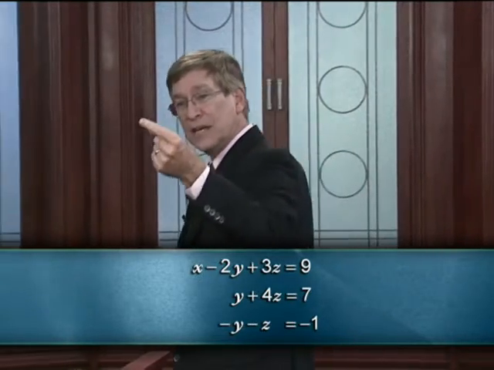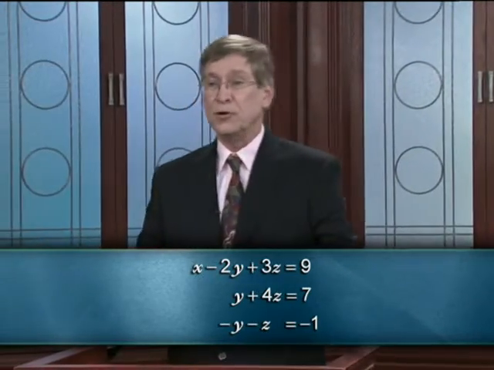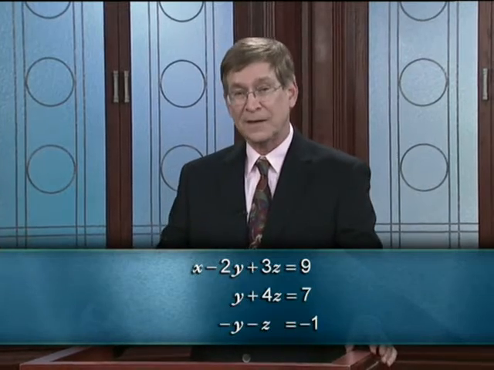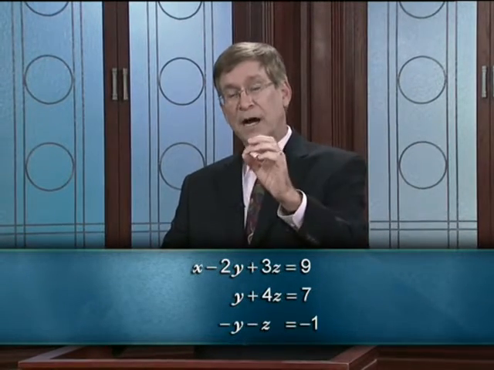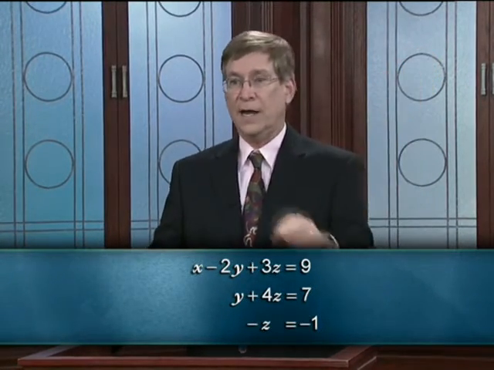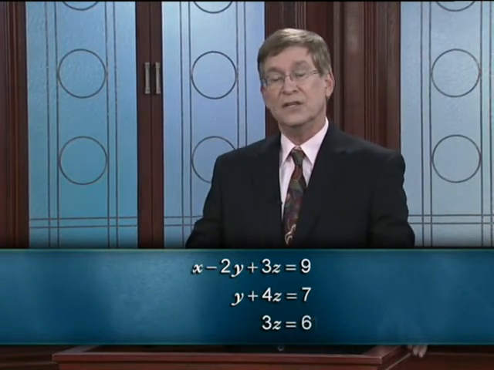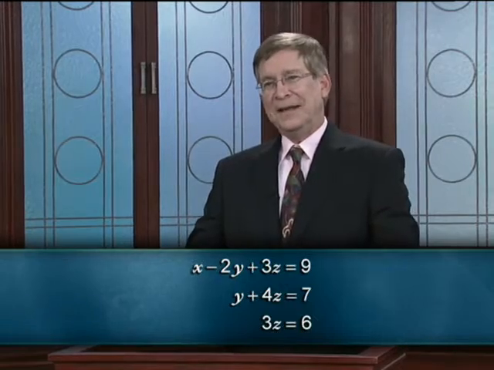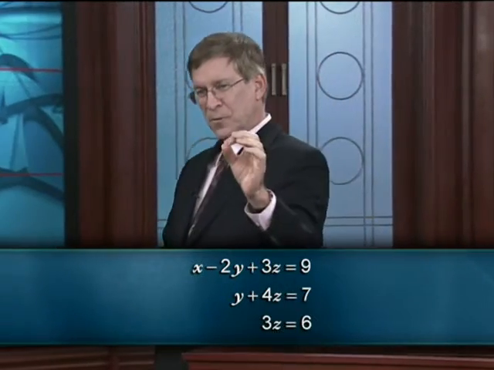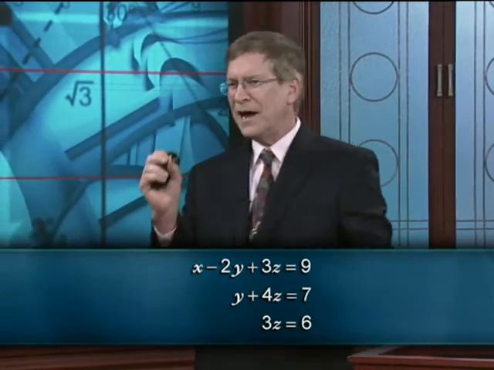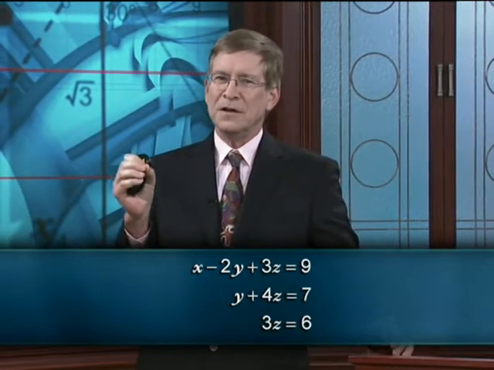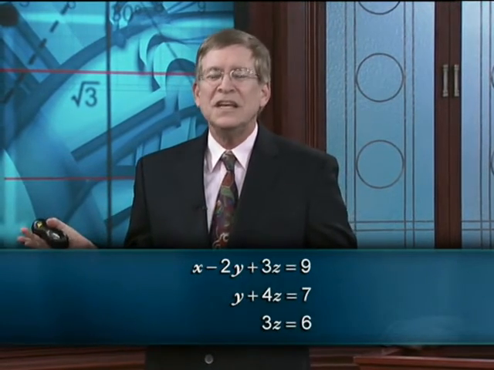We're adding the second equation to the third equation, producing a new third equation. All right, here we go. Y plus minus y, bye-bye y. 4z minus z is 3z, and 7 minus 1 is 6. So we copy the first equation over. We have the same second equation, but now my third equation has only one variable, just z.